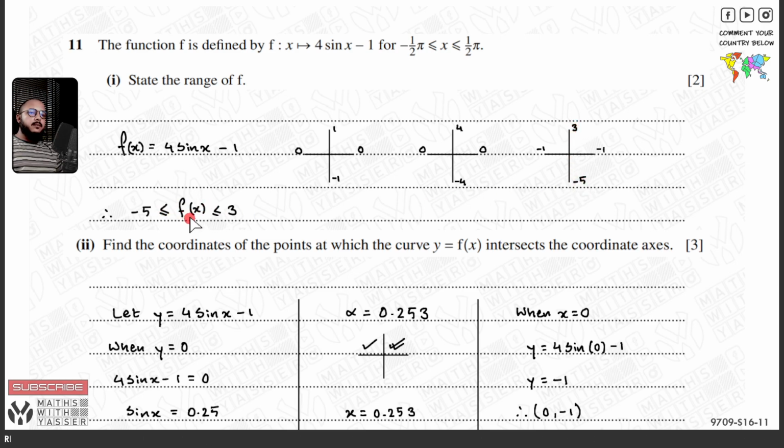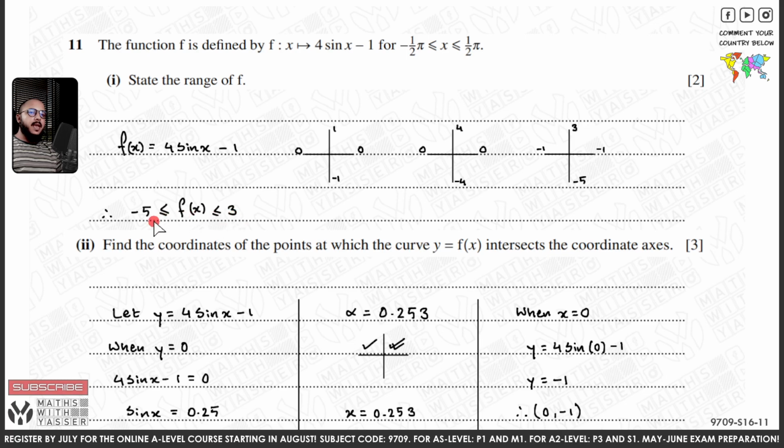So the range of f(x) lies between -5 and 3. In the next part of the question, we need to find the coordinates of the points at which the curve y = f(x) intersects the coordinate axes. So let y equal 4 sin x minus 1. To find the coordinates where the curve intersects the coordinate axes, that means at one point y will be 0 and at another point x will be 0. Or I can say at the x-axis y is 0 and at the y-axis x is 0.